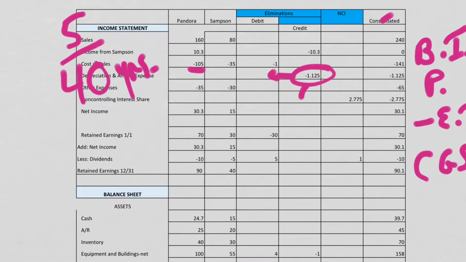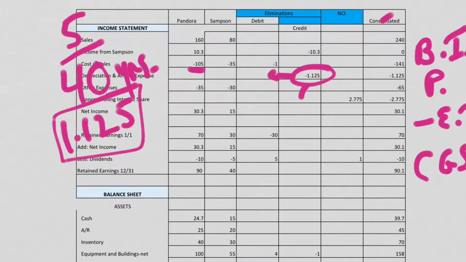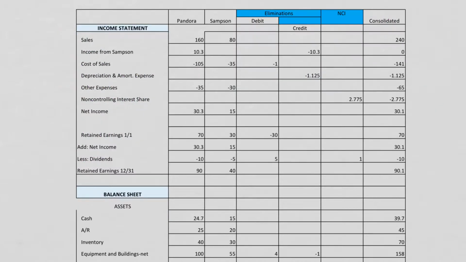So 5 over 40 gives me 1.25 per year, and when I add that to the 1 per year for the equipment, I get 2.25. Those are additional expenses that have to be adjusted for in the elimination entries. All right, that's cool so far, I think. So that gets me to the following calculation.